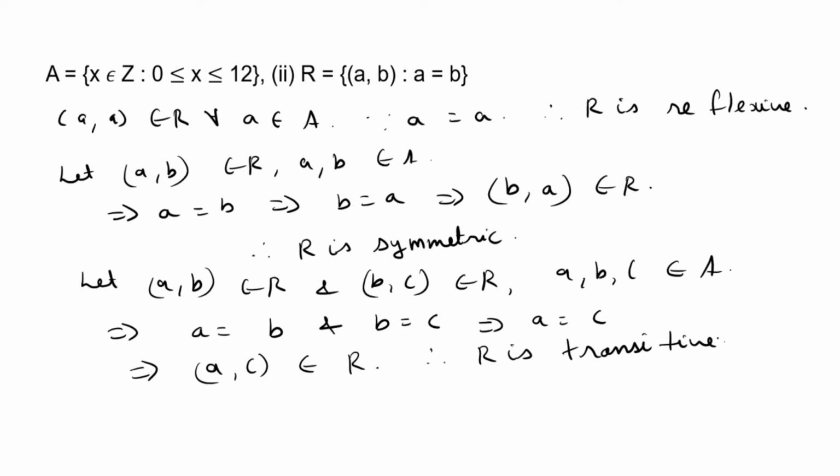So we got R is reflexive, R is symmetric, and R is transitive, which means R is an equivalence relation. Hence, R is an equivalence relation.